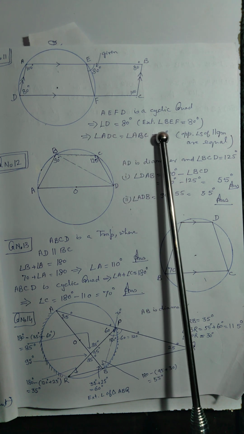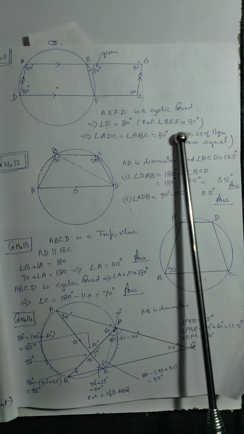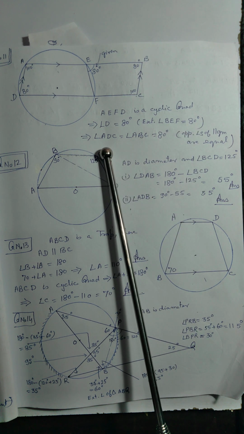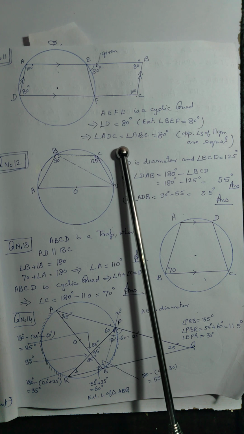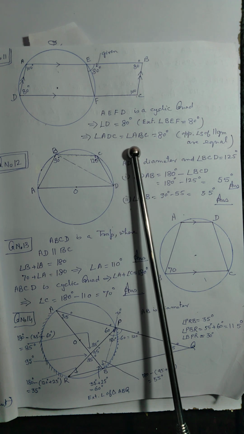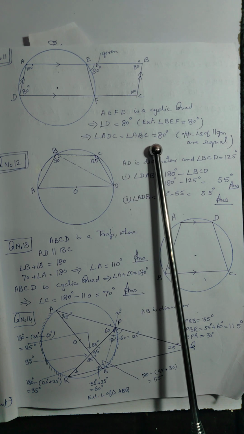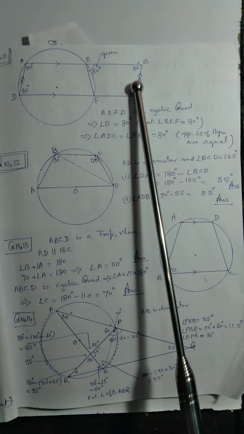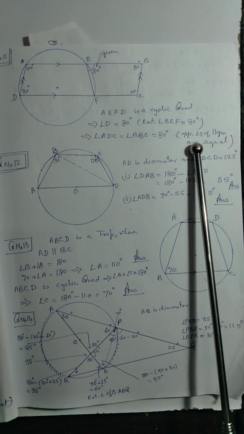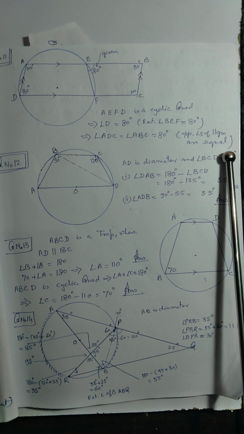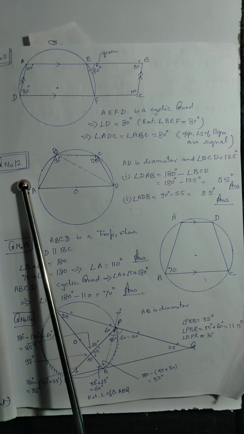Exterior angle, कौन सा एक्सटीरियर एंगल है? BEF, that is 80 degree it is given. So ADC is equal to ABC, that is 80 degree. ABC भी 80 degree हो गया. Opposite angles of the parallelograms are equal. Now come to the question number 12.